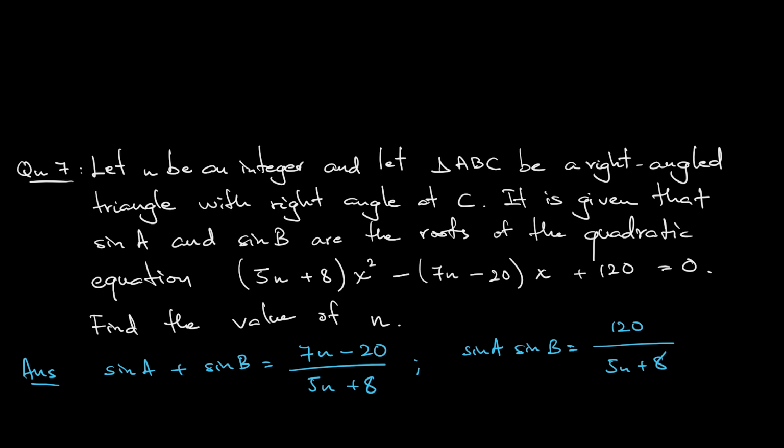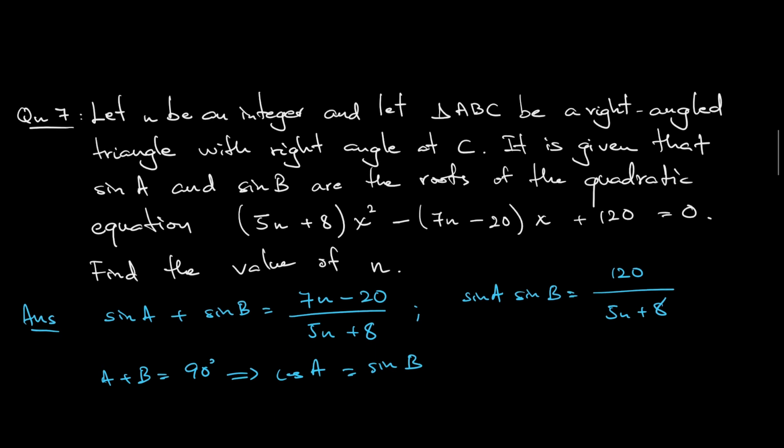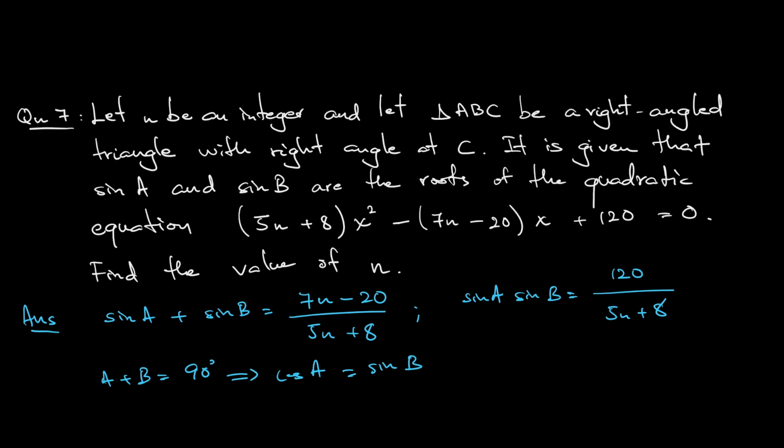Okay, but notice ABC is not just any triangle, right? It is a right triangle at point C. So for angle A and angle B, there is an extra relationship, which means angle A plus angle B is 90 degrees. And if the sum of A and B is 90 degrees, that means that cos A is technically equal to sin B. So I can replace sin B with cos A.